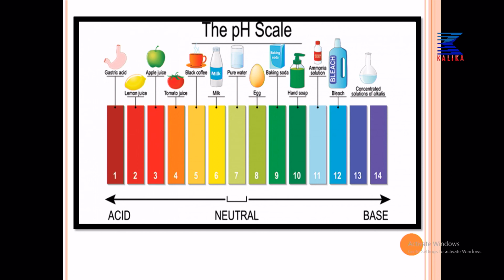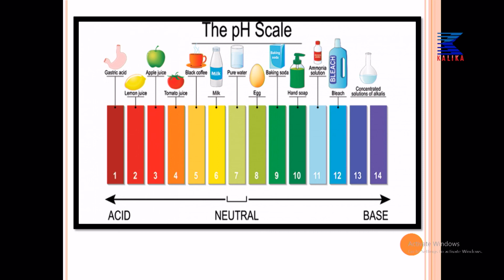Similarly, pure water is 7, it is neutral. Then the egg is basic, pH 8, and in between 7 and 8, 7.4 is the pH of human blood. 7.4 is the pH of human blood, that is our human blood is also slightly alkaline. Egg alkaline, baking soda 9 alkaline, and soap 10 alkaline, ammonia solution 12 alkaline, bleaching powder 12 alkaline, then the concentrated solutions of alkalis, they are 13 and 14.